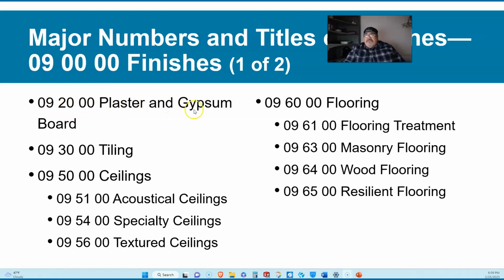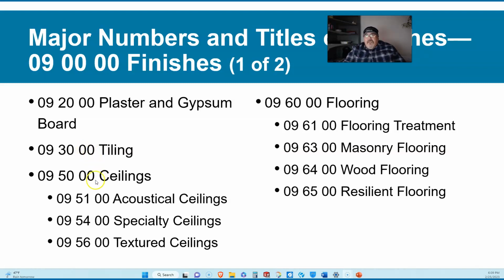0920 represents plaster and gypsum board. 0930 represents tiling. 0950 represents ceilings. You have this third row for information more specific than just tiling. So you might have multiple different types of tiles. So multiple different tiles will fall under 0930, and then this third column of numbers will be used to identify the different types.